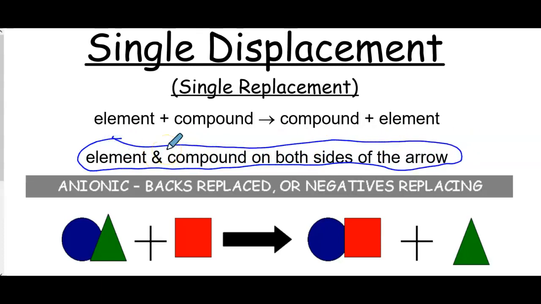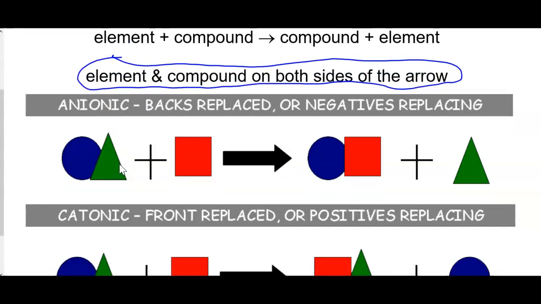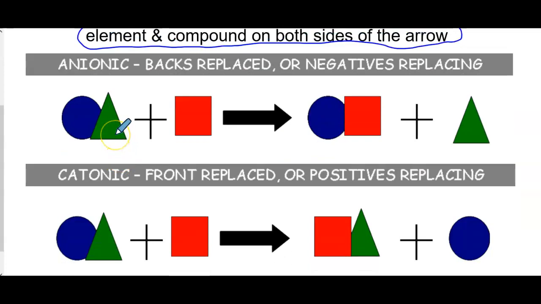Okay, now we got to get a little more specific about this. We're going to talk about an anionic versus a cationic single replacement. So an anionic replacement, an anion comes from a negative ion. A cationic comes from a positive cation. A cation is a positive ion. So a cation is positive, an anion is a negative ion.